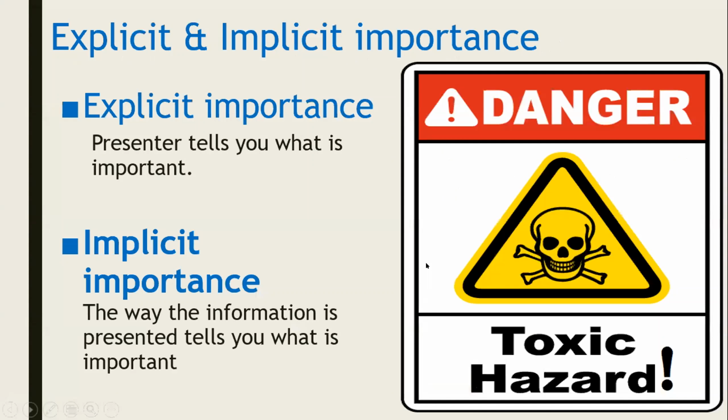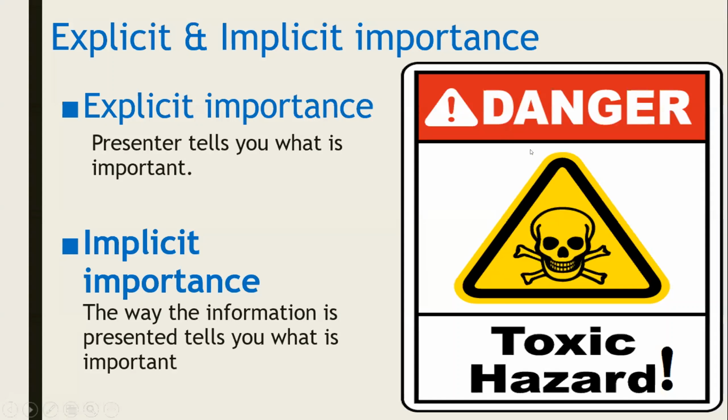Next, we have the concept of implicit and explicit importance. Explicit importance, the presenter, me, I'm going to tell you what is important. Implicit importance, the way the information is presented tells you what is important. So in this sign here, I can see it as danger. There's a toxic hazard. I know that there's a danger and a toxic hazard because the words have explicitly told me.